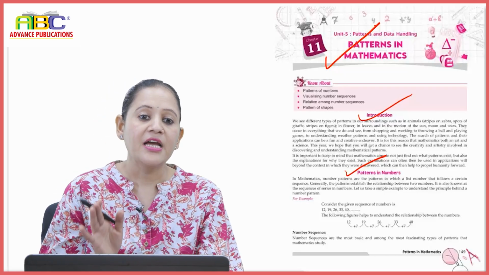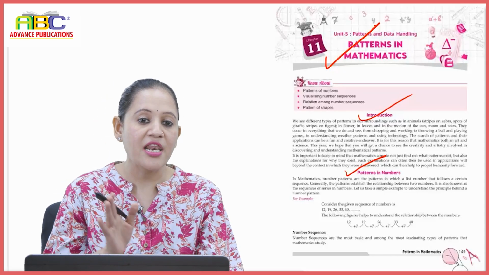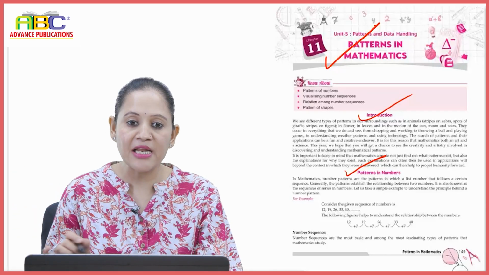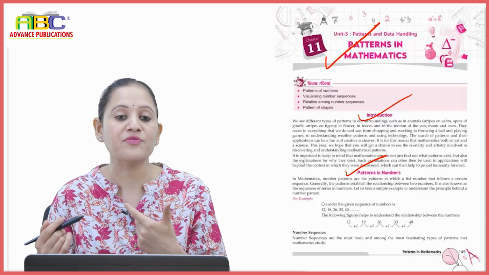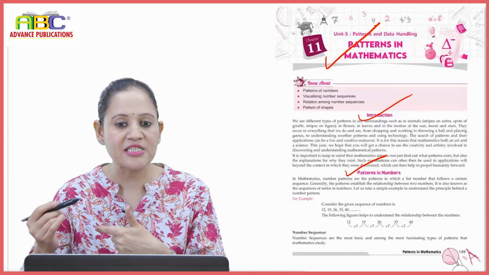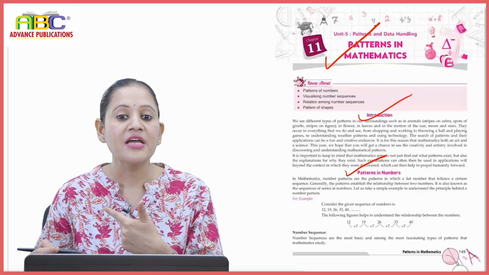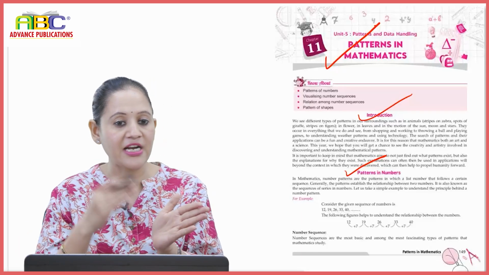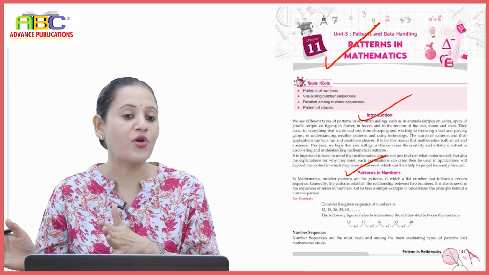For example, consider the given sequence 12, 19, 26, 33, 40 and so on. So, पहले हम देखेंगे कि क्या relationship है, क्या pattern follow हो रहा है. So 12 plus 7, 19, 19 plus 7, 26, 26 plus 7, 33, 33 plus 7, 40. So every time we are adding 7 to the previous number, we get the next number. So that is the pattern followed here.